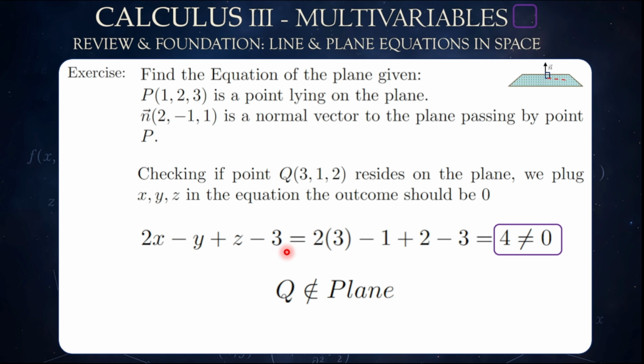This should be 0. So 2x is 2 times the x of Q, which is 3, minus y, or minus 1, plus z, which is plus 2, and finally minus 3. It is equal to 6 minus 1 plus 2 minus 3 equal to 4. 4 is different than 0, then Q does not belong to the plane.